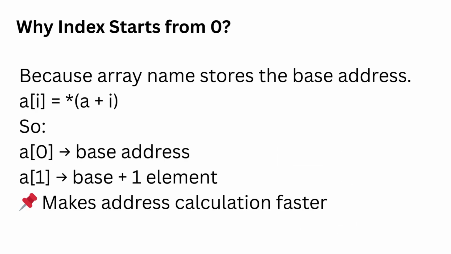So why does array indexing start from 0? Because the array name stores the base address. That means a[i] is equal to *(a + i). So a[0] holds the base address, the first element of the array, and when we have to calculate another address of the array, we just need to take help from the base address, that is a[1] is equal to base plus one element. So it makes address calculation faster. That's why indexing starts from 0.